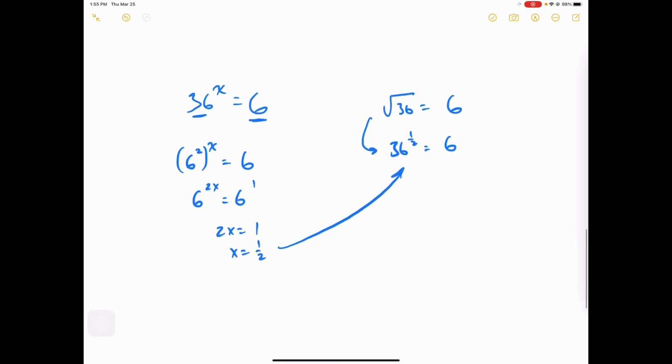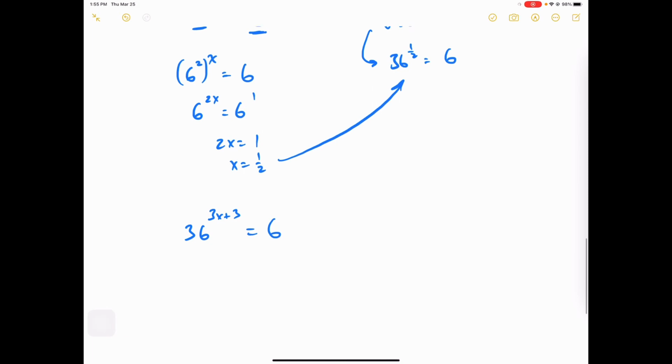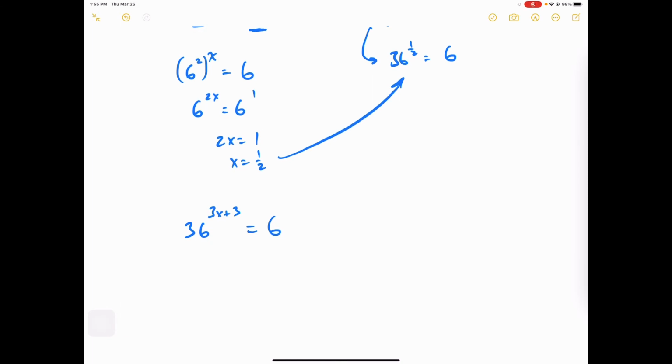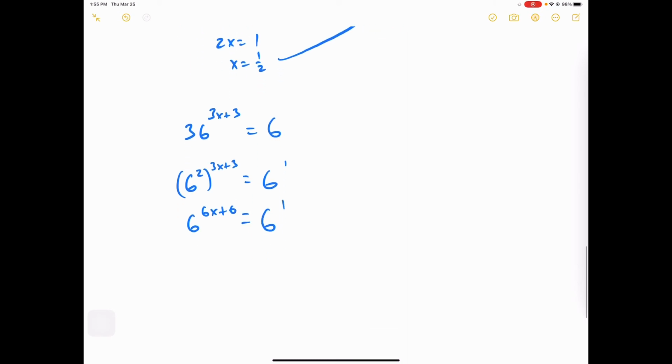We can do a very similar problem. What if I gave you a more challenging exponent here? If I wrote 36 to the 3x plus 3 equals 6. We're stuck with the same problem. I can't think of any exponent of 36 that would bring it back down to 6. So I want to rewrite this as a common base. That's 6 squared to the 3x plus 3 power equals 6 to the 1 power. We're going to multiply those together. 6 to the 6x plus 6 equals 6 to the 1 power. And then we can say 6x plus 6 is equal to 1.